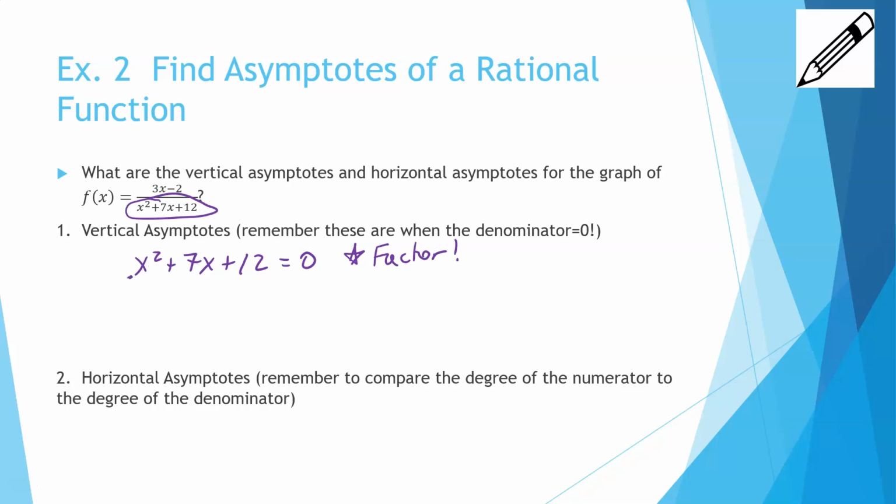Because a is 1, that makes my job easy. Two numbers that multiply to 12 and add to 7, that's 3 and 4. So it factors as (x + 3)(x + 4).